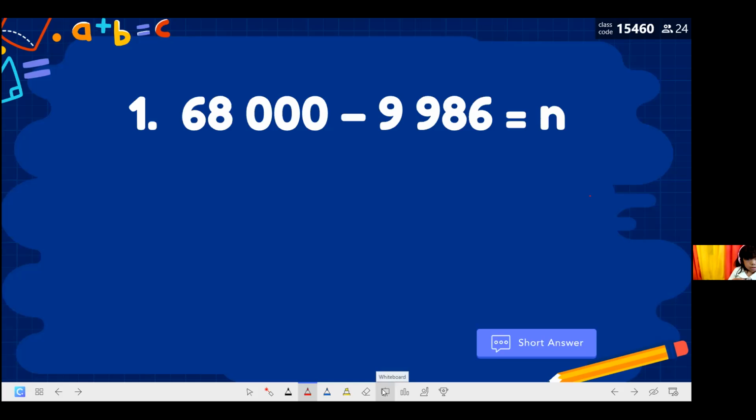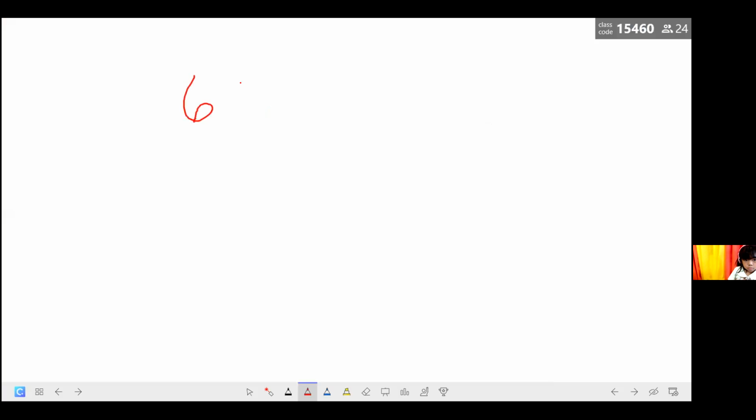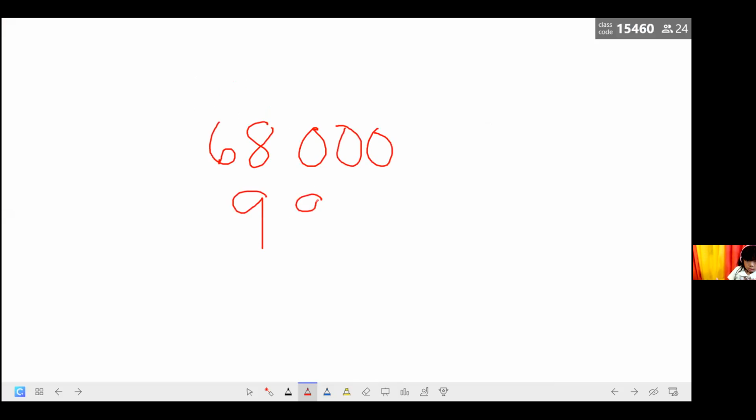The given is 68,000 minus 9,986. Let's subtract the ones place. What numbers are in the ones place? 0 and 6. Can we subtract 6 from 0? No.